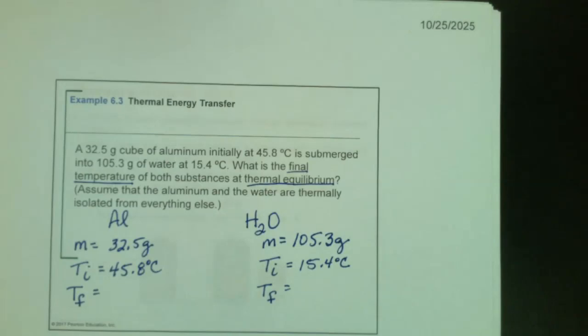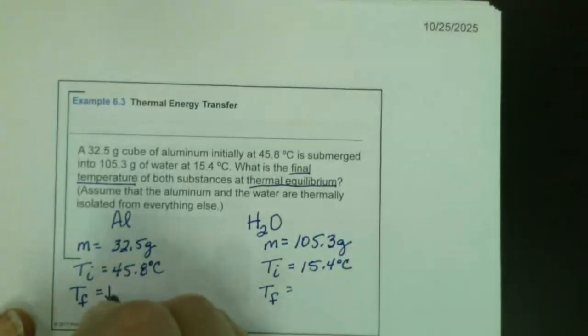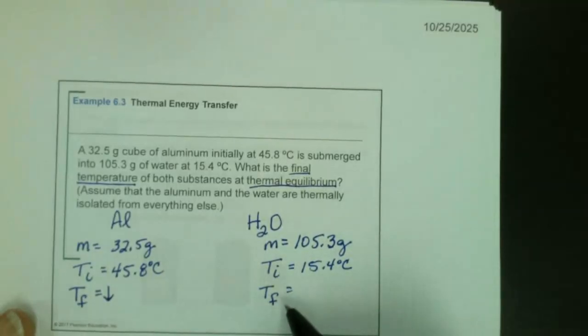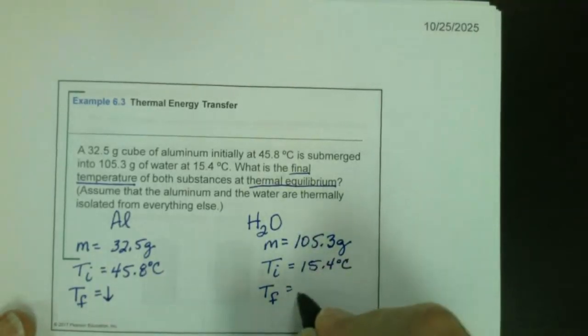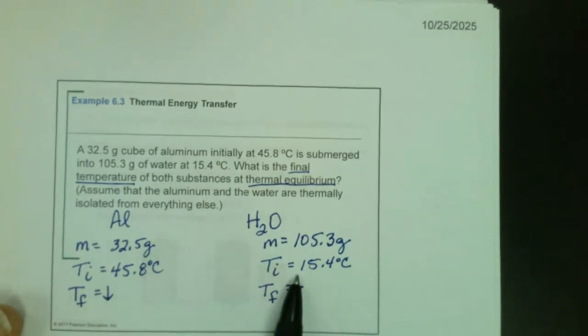Okay, well, I don't know what that temperature is, but I can do some kind of investigative thinking about this work to make sure that when I get an answer, it makes sense. Because I know the temperature for my aluminum that's hot, I'm dropping it in cold water, is going to go down. My water, which is cold, I'm dropping hot metal in it, is going to go up. So my T final should be somewhere in between 45.8 and 15.4. If it's not, I've screwed up on the math. Okay, I've got that mental check.